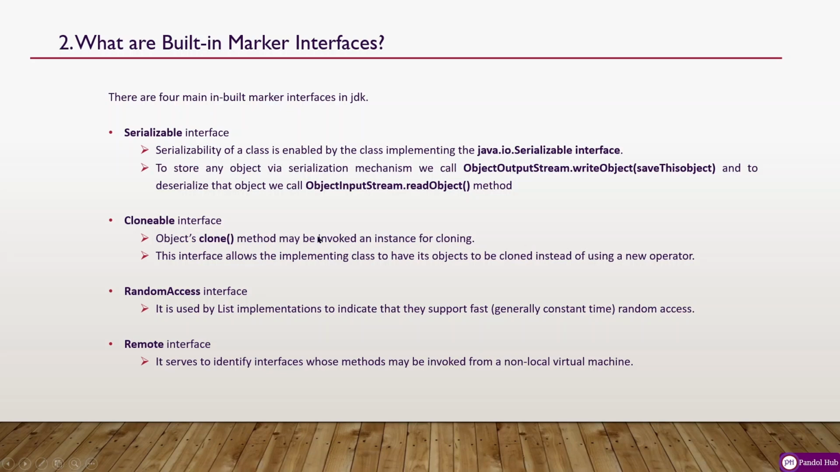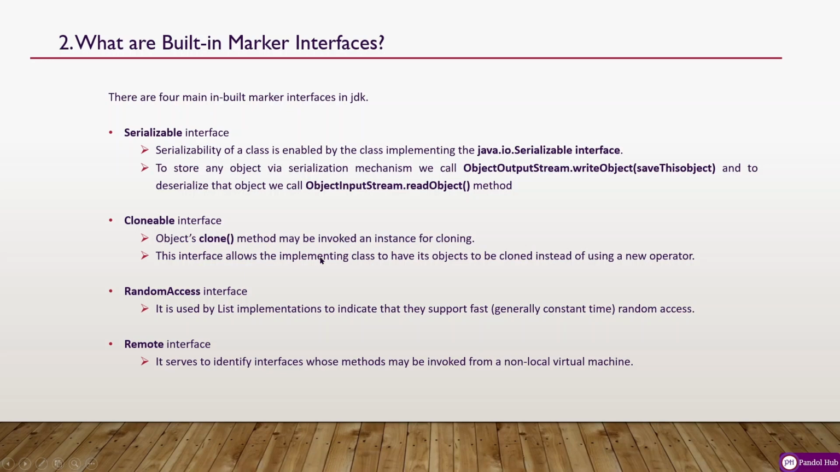The Object class's clone method may be invoked on an instance for cloning. So once you have implemented the Cloneable interface in your class, you can use the Object class clone method. Even the Cloneable interface doesn't have any variables or methods. That should be remembered because Cloneable is also a marker interface. So for the object to be cloned, we have to use the Object class clone method so that it can be invoked on an instance for cloning.